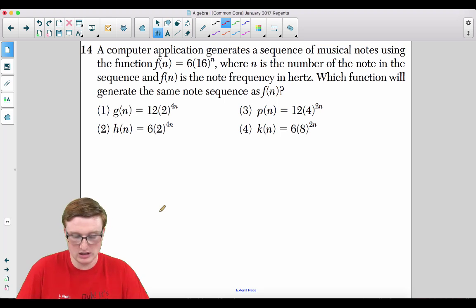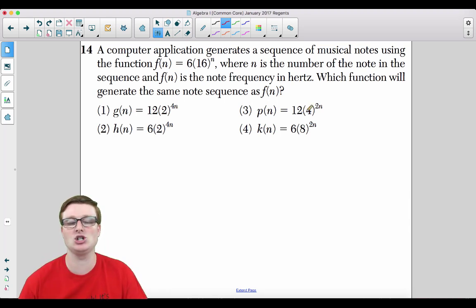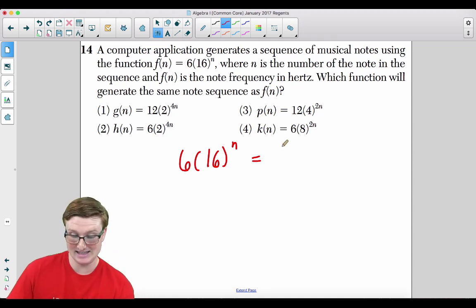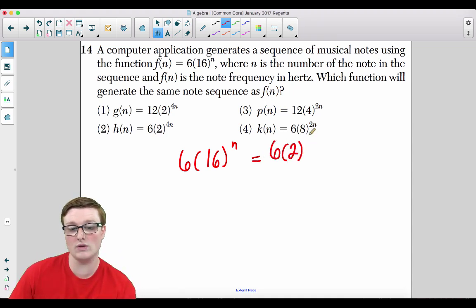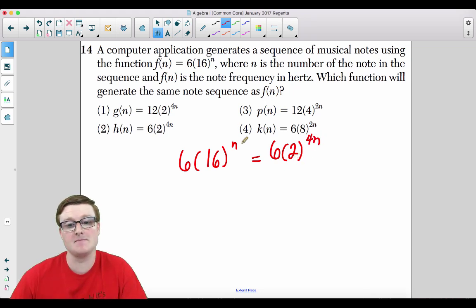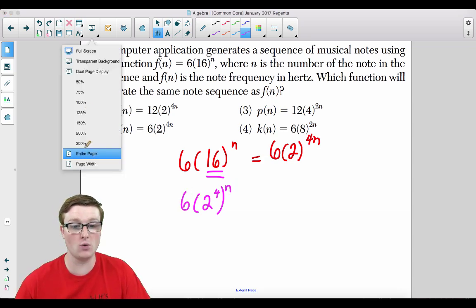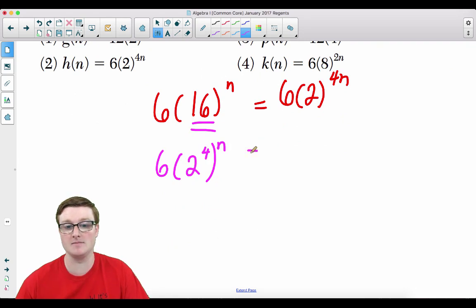So basically you need to match one of these choices. 6 times 16 raised to the n power is actually the same thing as 6 times 2 raised to the 4n power, and I'll tell you why. The 16 that you see here can be rewritten as 2 raised to the 4th power. So I have 6 times 2 to the 4th power raised to the n power, and that is equal to 6 times 2 raised to the 4n.